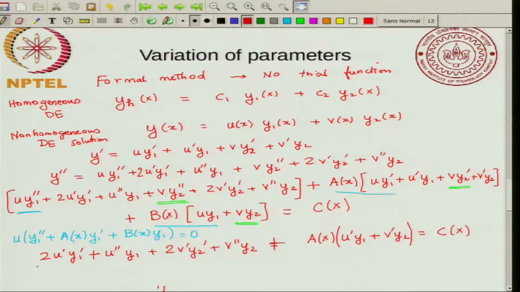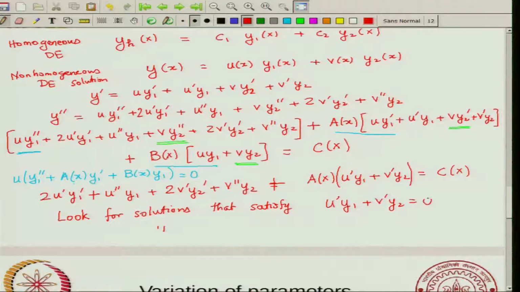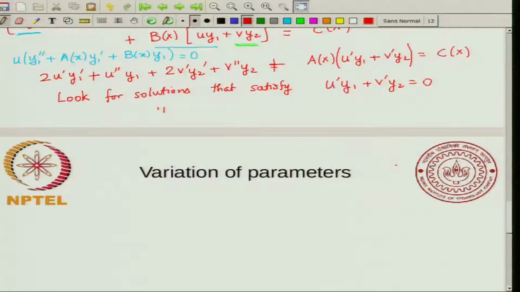But you can do one thing. You can look for solutions. Here is a trick that we use. We look for solutions that satisfy u prime y1 plus v prime y2 equal to 0. So the term that multiplies a will go to 0. We look for solutions that satisfy this identity, and this gives you the following two equations.